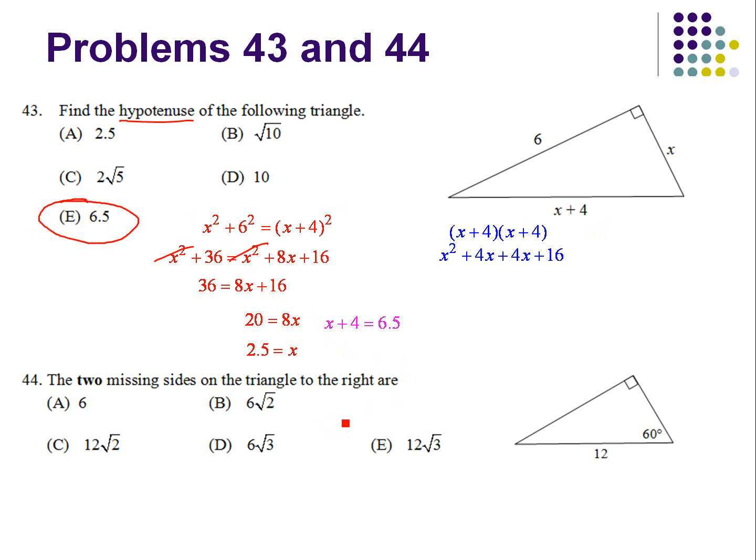Okay, for this part, this is our special triangle. It's a 30, 60, 90 triangle. So opposite 30 is n, opposite 60 is n root 3, opposite 90 is 2n. We have 12 opposite the 90. So 2n equals 12, n equals 6. So if n equals 6, that's one of the sides. The other side is 6 root 3.